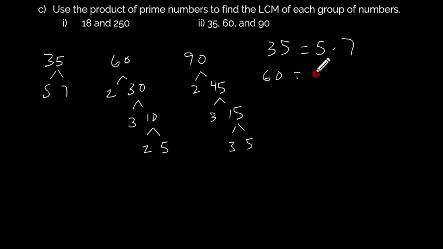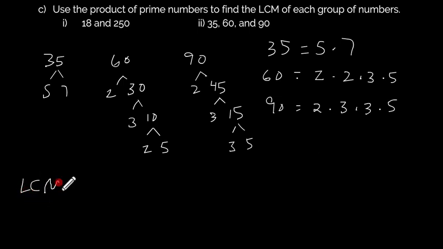60 would be 2, I did it in a different order than I did before, 2 times 2 times 3 times 5. And then 90 is going to be 2 times 3 times 3 times 5. So, all right, now we're going to find our least common multiple. After you do that, hopefully everyone has this tree thing down by now, or whatever you do. Some of you like to do it like this, 35 divided by 5 is 7 kind of thing. That's fine. Do it however you like.